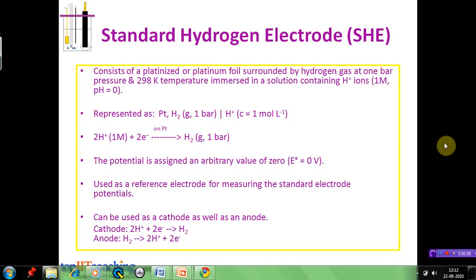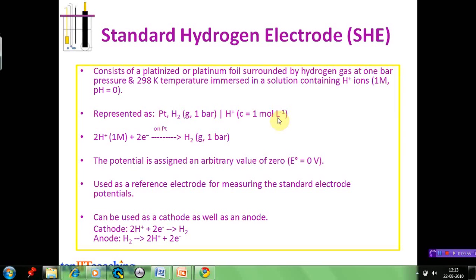The first electrode is the standard hydrogen electrode, which is also denoted as SHE in brief. It consists of a platinized foil or a platinum foil itself surrounded by hydrogen gas at pressure equal to 1 bar and the temperature equal to 298 Kelvin, immersed in a 1 molar electrolytic solution of hydrogen ions. We can represent this electrode as Pt, which stands for platinum, comma, the gas, that is H2(g), g stands for its gaseous state, 1 bar is its pressure, separated by a pipe character from the electrolyte solution of hydrogen ions whose concentration is 1 mole per liter.